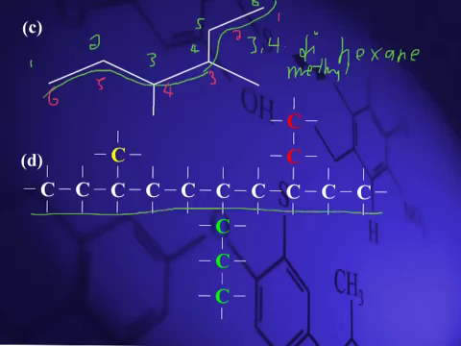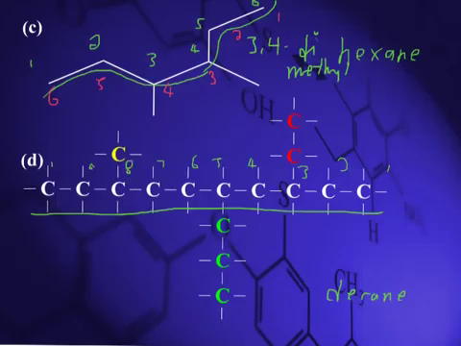Last one. Here we can find our longest chain right here. It is a 10-carbon compound, so we know it's going to be a decane. Let's number this molecule from right to left. 1, 2, 3, 4, 5, 6, 7, 8, 9, 10. You'll notice that there are branches at position 3 if we number it right to left, but if we were to number it left to right, it would also be position 3.